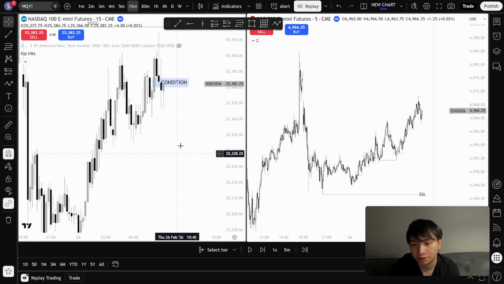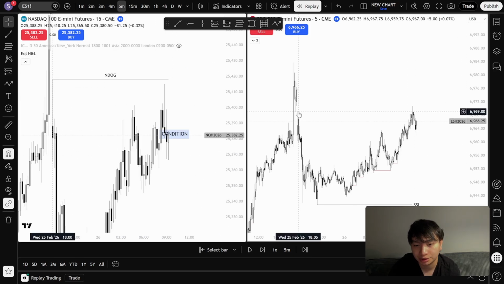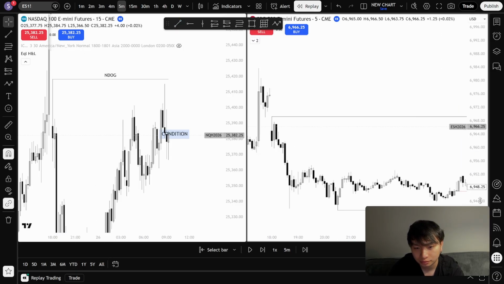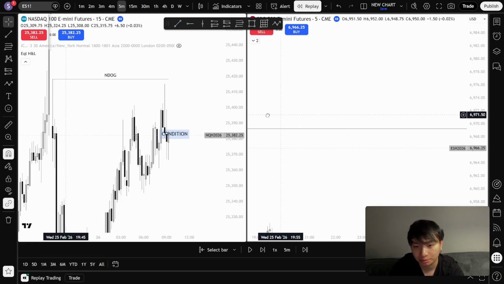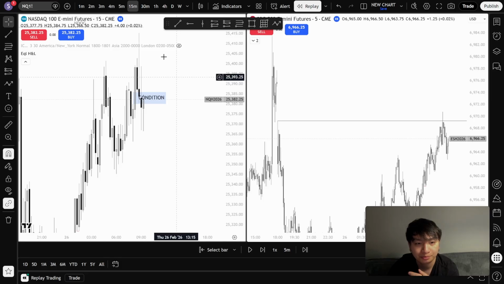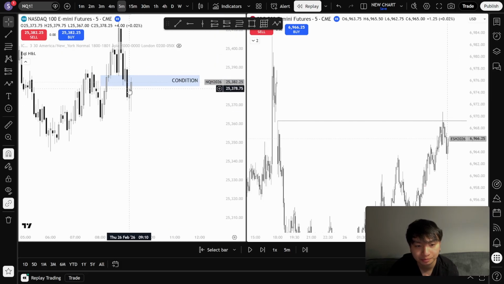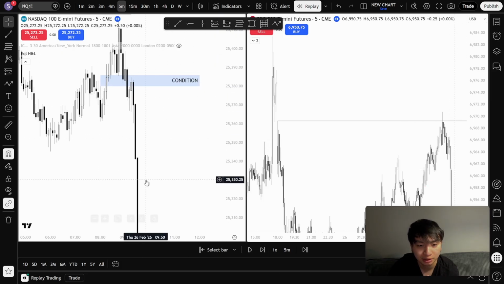So I do want to be bearish for the day. ES also managed to sweep out this NDOG already, right here, as you can see. This NDOG was already taken out by ES. So let's go right into market open and see what price does.